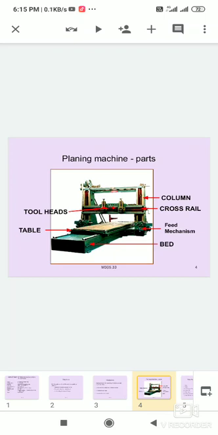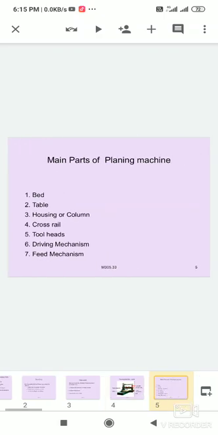These are the basic concept and main parts of the planing machine: the bed, table, housing or column, cross rail, tool heads, driving mechanism, and feed mechanism.